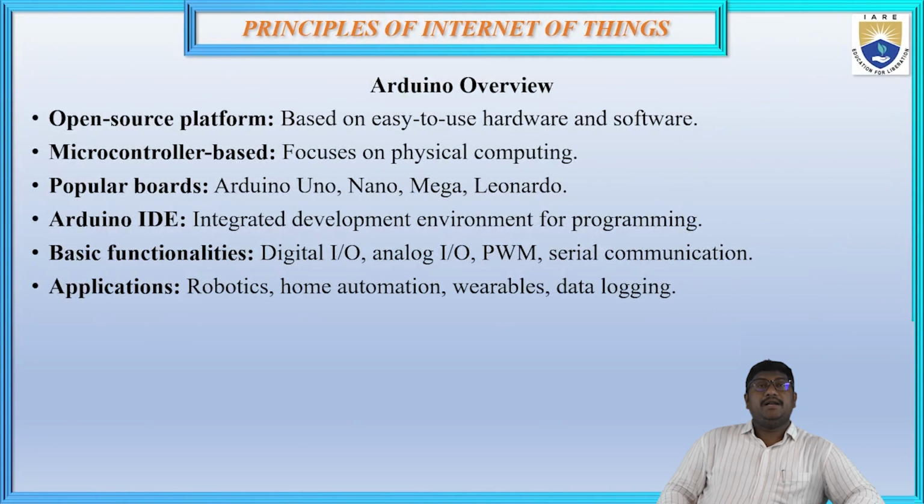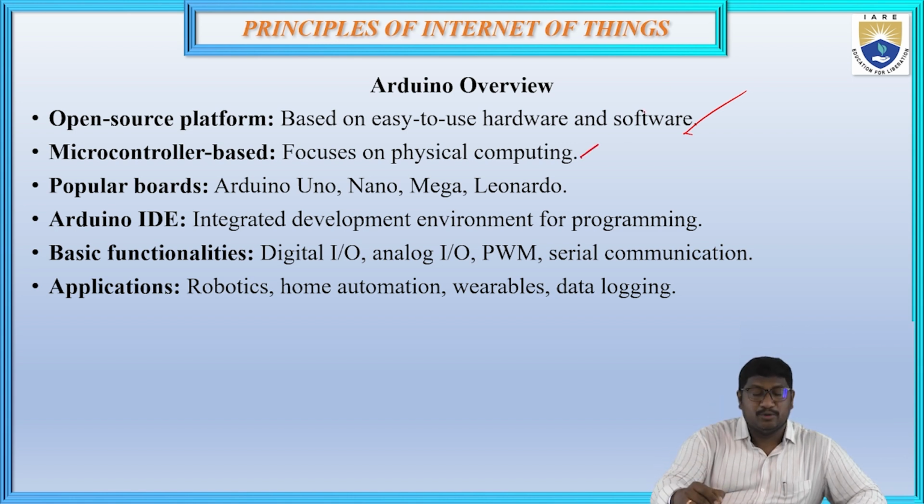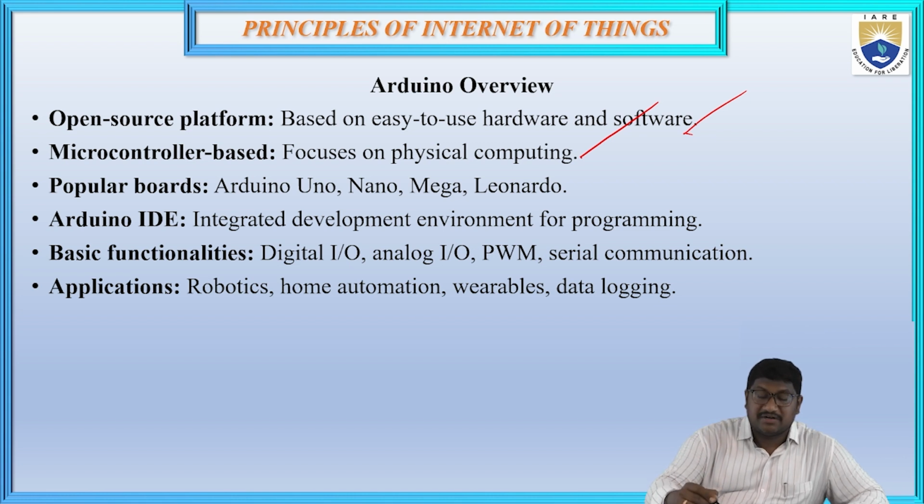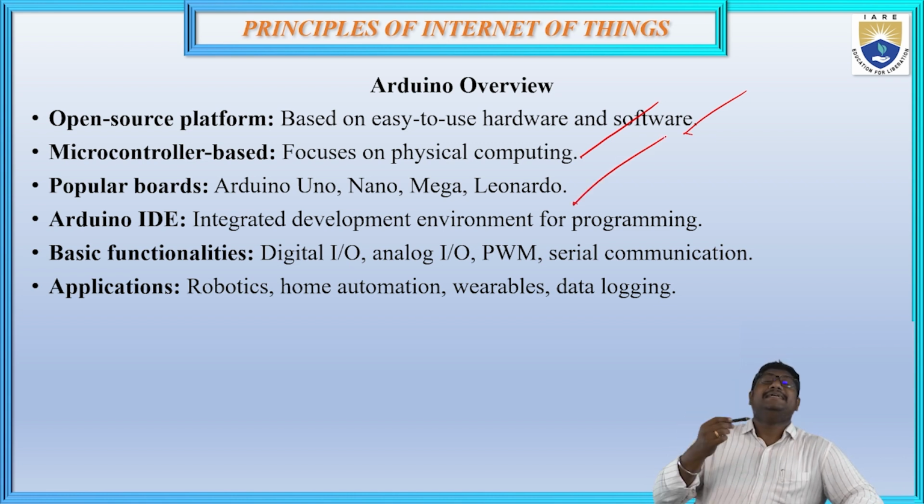And coming to Arduino overview. Now we will start the discussion with Arduino. Later we will start discussing Raspberry Pi. And coming to Arduino, which is an open source platform, it is very easy to use, both hardware and software, which is open source. And this Arduino is microcontroller based, which majorly focuses on physical computing. And also there are popular boards like Arduino Uno, Arduino Nano, Arduino Mega, Arduino Linux. These are the different kinds of popular boards which are used in the IoT industry.